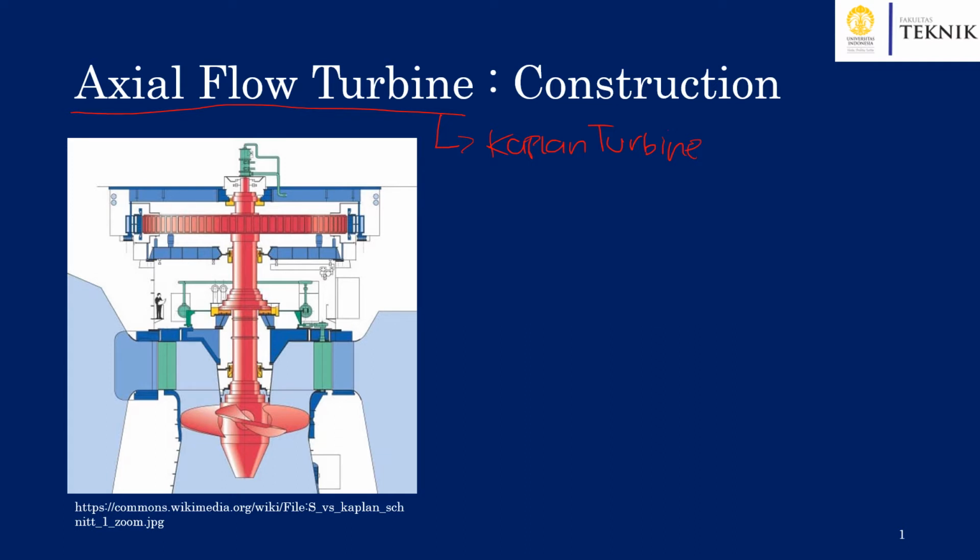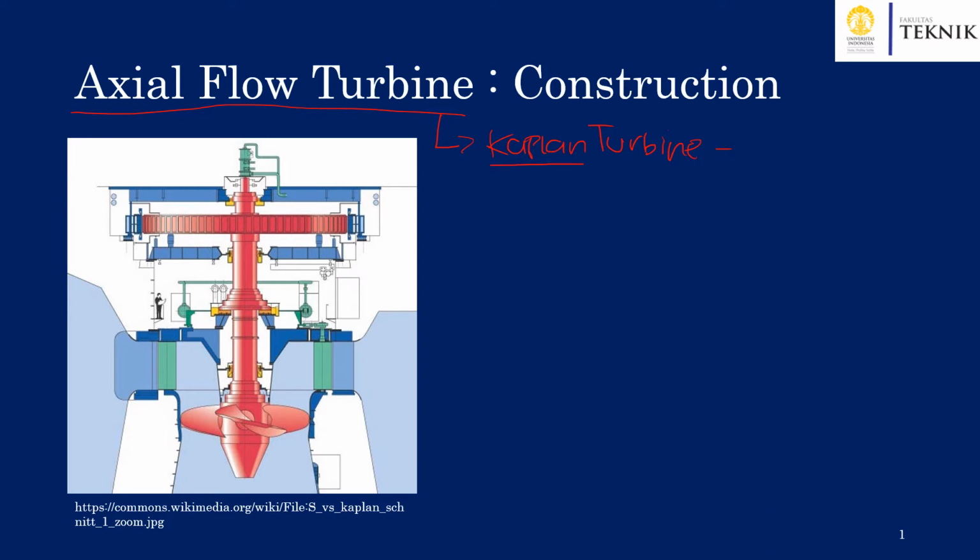So the turbine itself is named after an Austrian engineer named Victor Kaplan due to his work back in the early 20th century, and his name is being used to name one of the most widely used axial flow turbines. So looking at the construction of a commonly found Kaplan turbine, we can divide them into 5 sections.